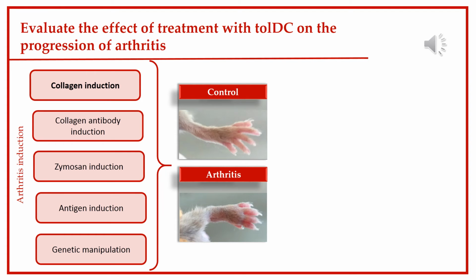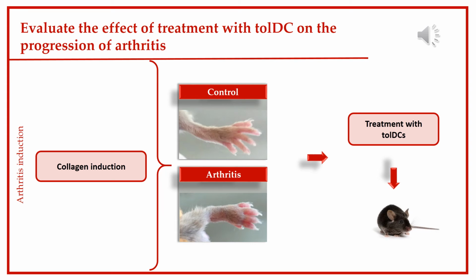For this analysis, it is necessary to induce arthritis in an animal model. The main models of arthritis induction in mice are collagen induction models, collagen antibody induction, zymosan, antigen induction, among others, in addition to genetic manipulation for spontaneous arthritis. It is important to note that all experimental models have particularities and limitations specific to the method. Most studies use collagen induction.